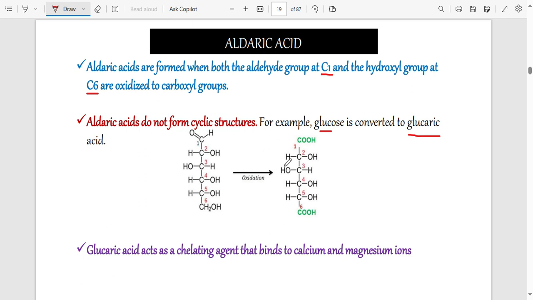Now for glucaric acid, the functional groups have both been used up. Look at this. The carbon at the carbonyl group, the anomeric carbon, has been oxidized. So this one cannot form a cyclic ring because you don't have that functional group to be able to form the cyclic ring. Glucaric acid is used as a chelating agent. A chelating agent is an agent that attaches to metals. So this one binds calcium and magnesium. That's a chelating agent.